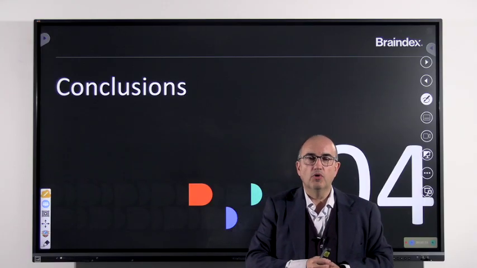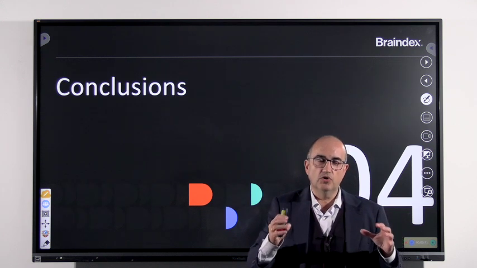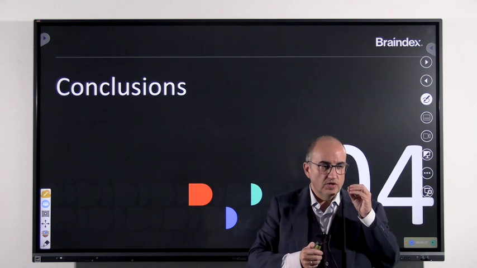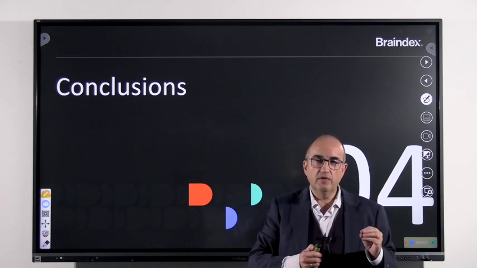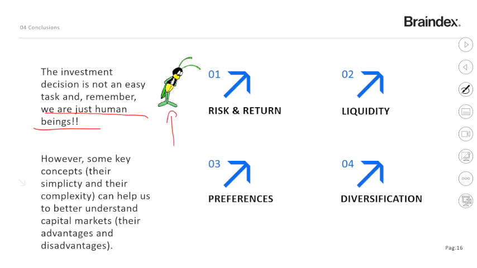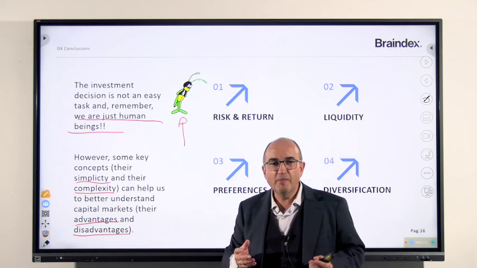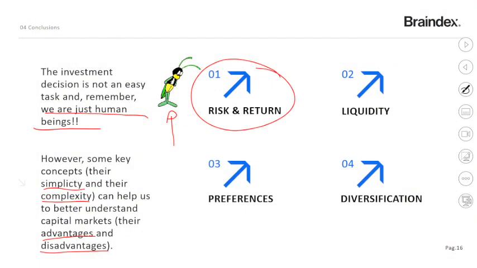Let's try to cover some conclusions. Before, we have been describing some key concepts. The very first step we should be aware of is, remember, we are just humans. We are just human beings, which means that we, as Pepito, are limited in our capabilities. However, some key concepts, their simplicity and their complexity, can be useful to understand capital markets, their advantages and disadvantages. Advantages could be return, disadvantages could be risk. Remember, risk and return is the very first idea we have been describing.